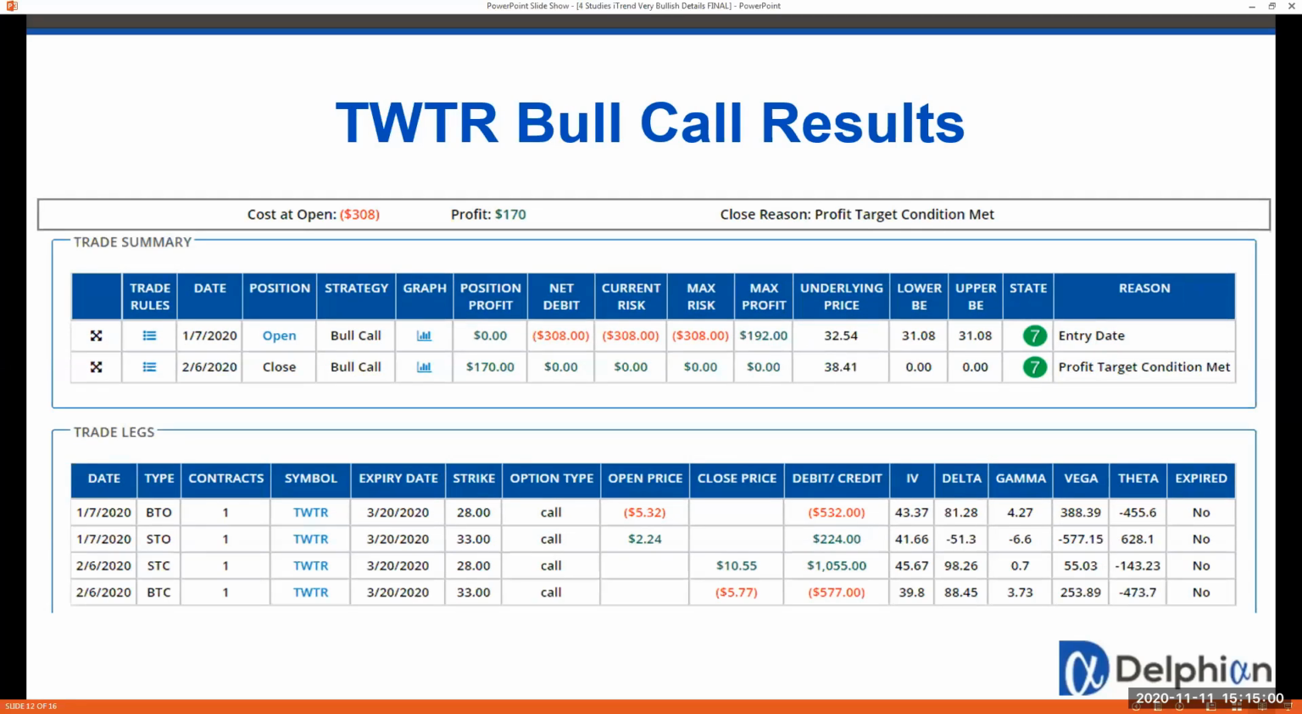Bull call results, we can see this is for your bull call, same entry date. We're looking at a cost of 308 bucks. You can see we bought the $28 call and then sold the 33. The standard that we have set up in here, I wasn't a big fan at first, but now I'm kind of coming to being one. You can see we're buying a $28 call and we're selling the $33 call with the stock currently at 32. So we're basically buying an in the money call and we're selling a call that's near at the money.